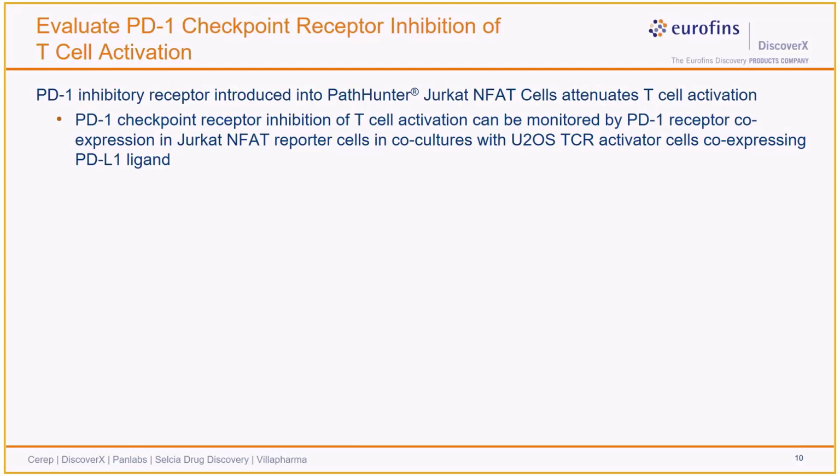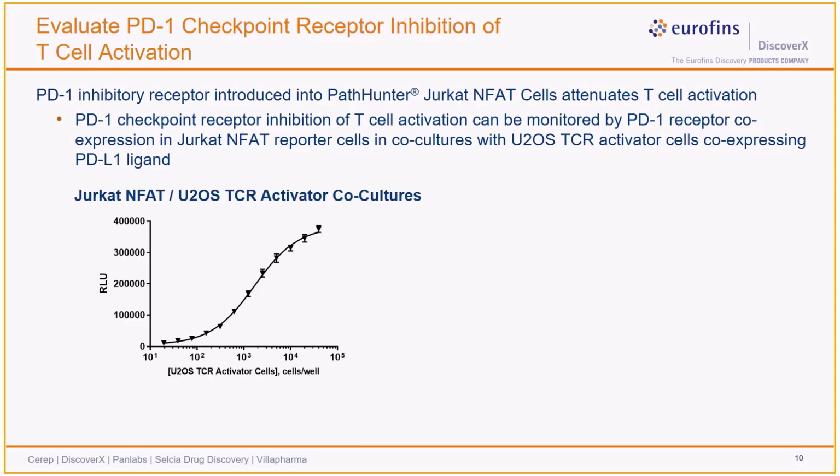In this case, pathway reporter assay cells were used in a co-culture system with cells overexpressing a T cell receptor activator and used to activate the NFAT reporter gene instead of the CD3 receptor antibody that was used in and shown on the previous slide. When Jurkat reporter assay cells and increasing concentrations of the U2OS activator cells are cultured together, the result is a large signal increase due to T cell receptor and T cell activation.